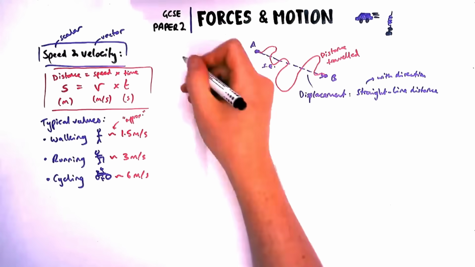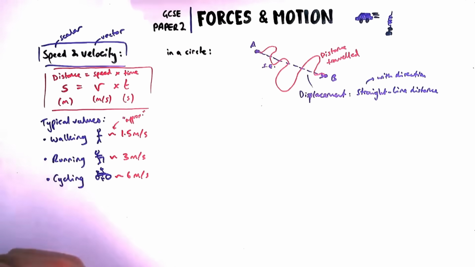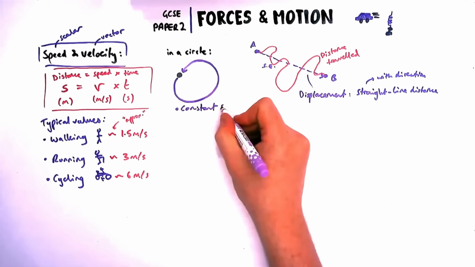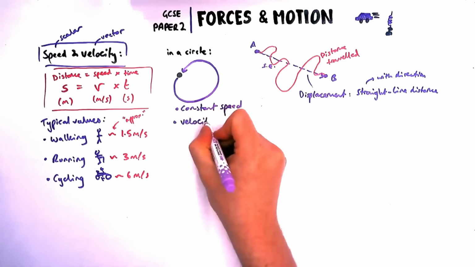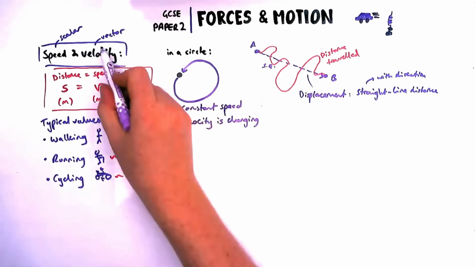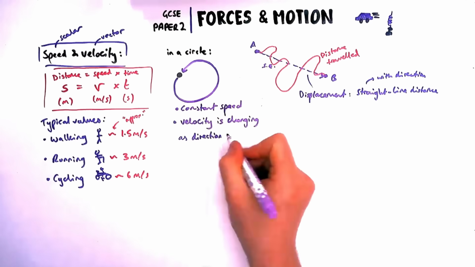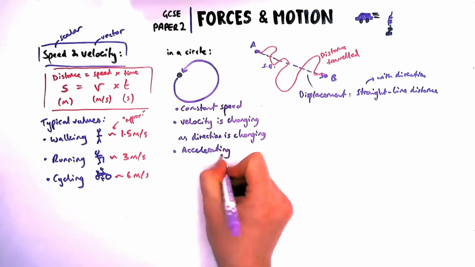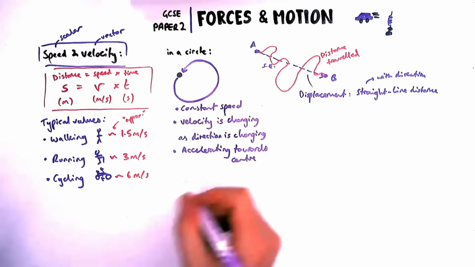For objects traveling in a circle, even though they might be traveling at a constant speed, their velocity can be changing. That's because, as we discussed, velocity is a vector, so if velocity is changing, that means that direction must be changing if it's traveling at a constant speed. If velocity is changing, then that means it must be accelerating towards the center, which we'll come across in a little bit when we look at what acceleration is.